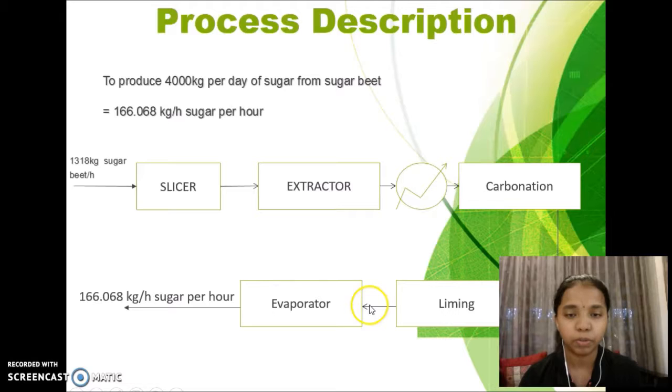Carbonation and liming in the clarifier function to remove as many solids as possible from the solution. Then the solution flows to the evaporator, whose aim is to remove as much liquid as possible from the solution to produce solid sugar. The sugar produced from our process amounts to 166.068 kilograms per hour.